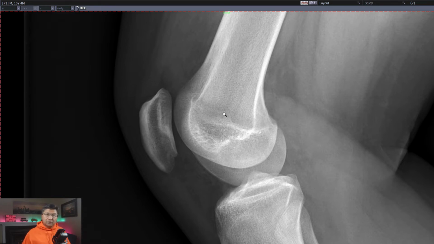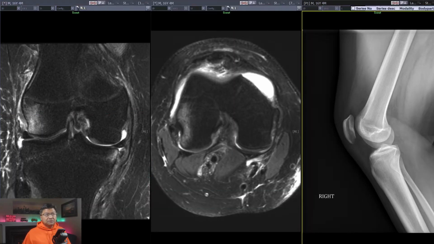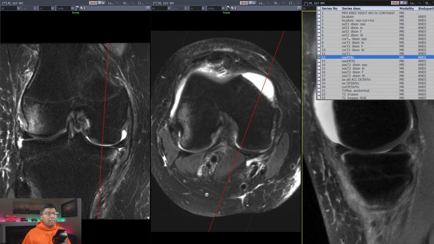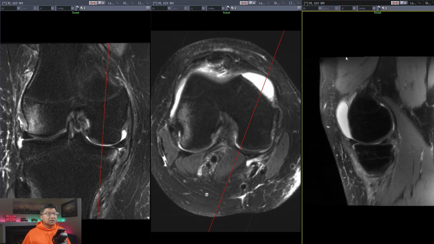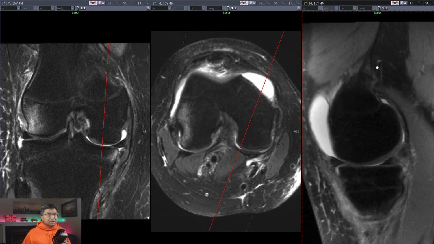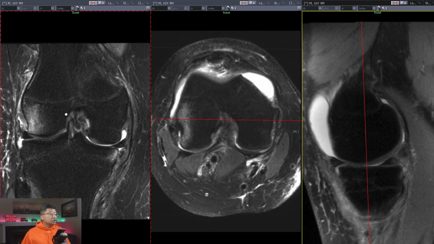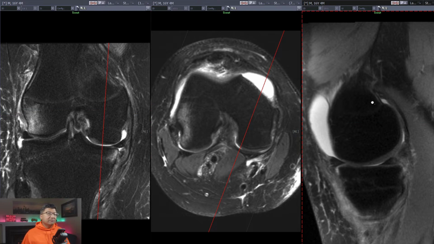So now let's go on to the MRI. I'm going to bring up the sagittal proton density sequence on here and leave it there like that. I'm going to zoom up just a little bit so we have a nice big view of this. So on the left, we have a coronal fluid-sensitive fat-suppressed sequence. Here we have the axial fluid-sensitive fat-suppressed sequence. And here we have a PD fat-suppressed sequence. Let's look at the axial images real quick.